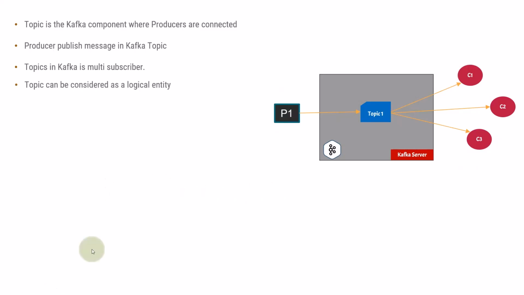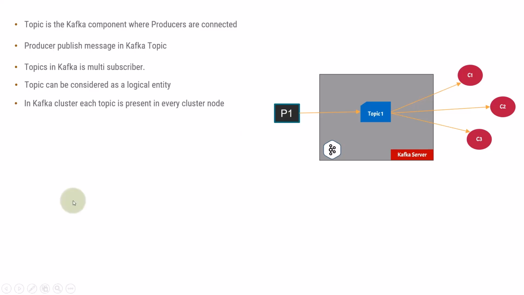Topic can be considered as a logical entity. In real sense, when a producer sends a message to the topic, it is not stored inside the topic. If you go deep inside the topic, there is something called partitions. So the messages which are published by this Kafka producer are stored inside the Kafka topic partitions.